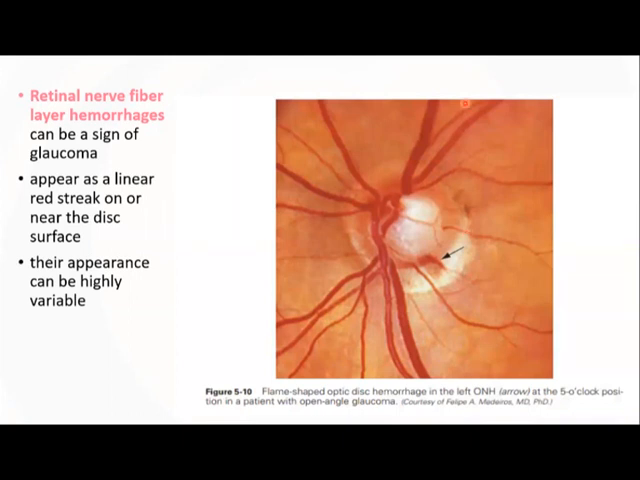And retinal nerve fiber layer hemorrhages can be a sign of glaucoma and appear as a linear red streak on or near the disc surface, and the appearance can be highly variable. Here we can see a flame-shaped optic disc hemorrhage in the left optic nerve head at 5 o'clock position.